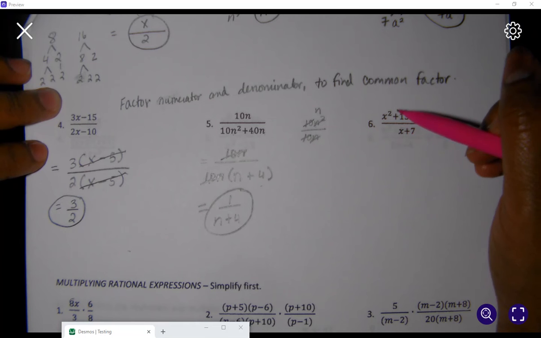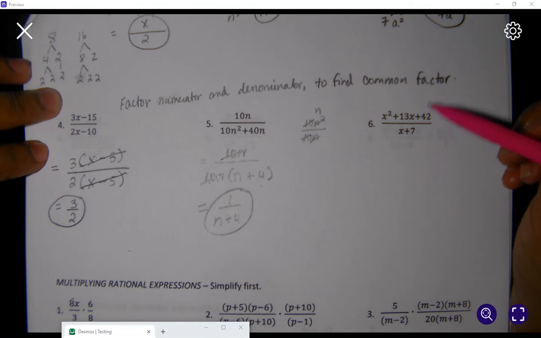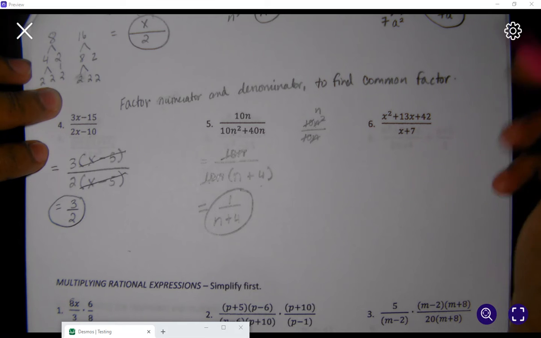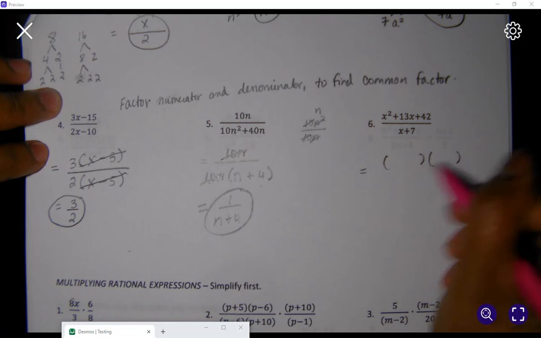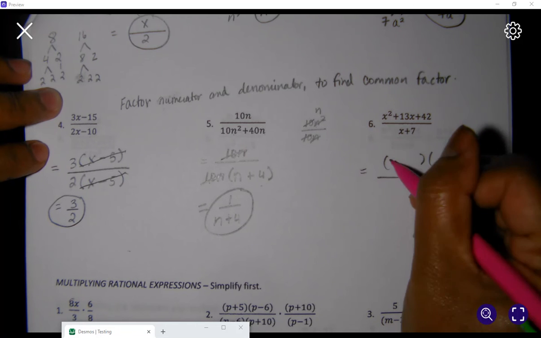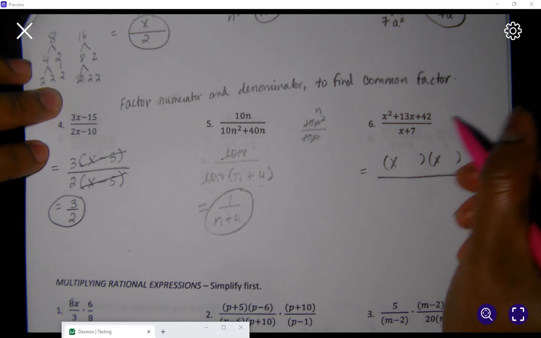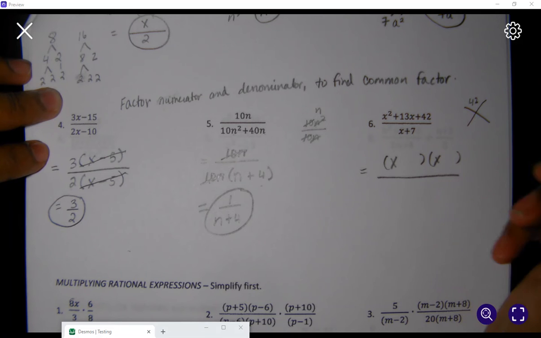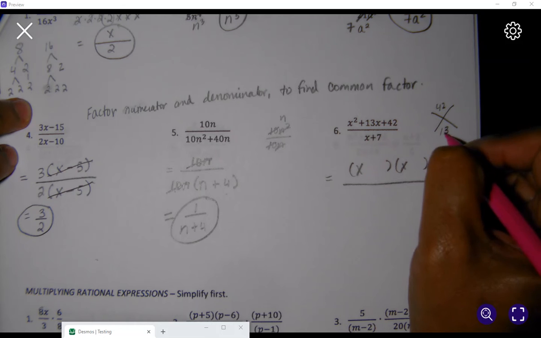Okay, number 6, we see that we have x squared plus 13x plus 42, and then over x plus 7. So for this one, we're going to have to do the other type of factoring, where we factor trinomials. So the only way I can factor trinomials is by doing this. I'm going to put x times x, and then you have 42. So we have to think of two numbers that multiply together to give you 42, but when you add them together, they give you the 13.